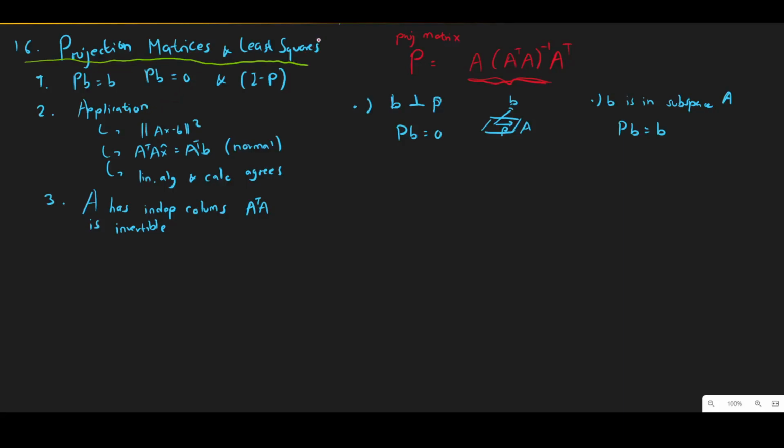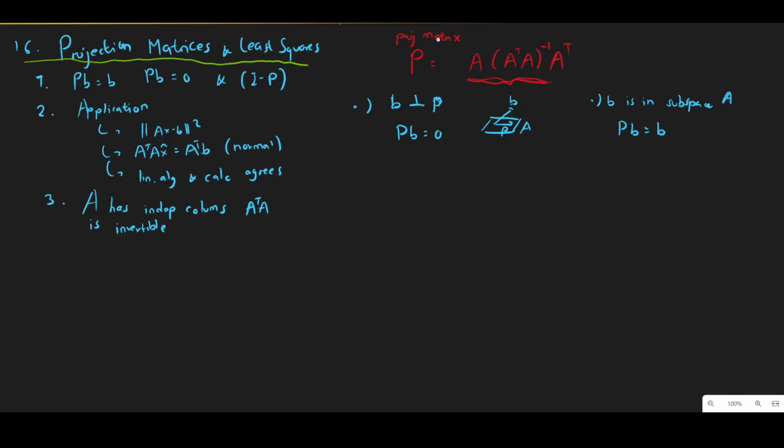So this is my review of lecture 16, projection matrices and least squares. First I will discuss some properties of the projection matrix. Professor Strang discussed these two edge cases: B being perpendicular to the small p, and B being in the subspace of A, which is also in the subspace of B because B is in the subspace of A.